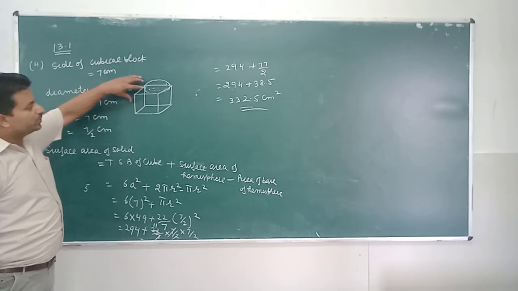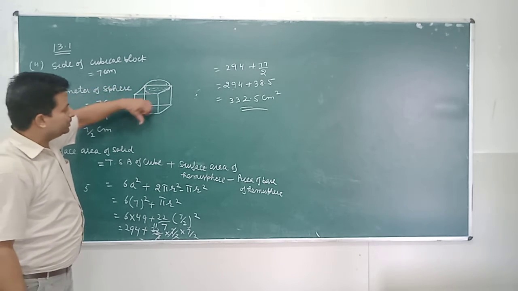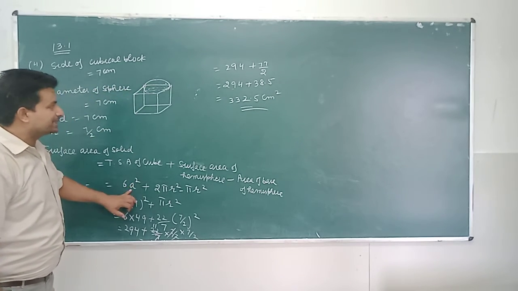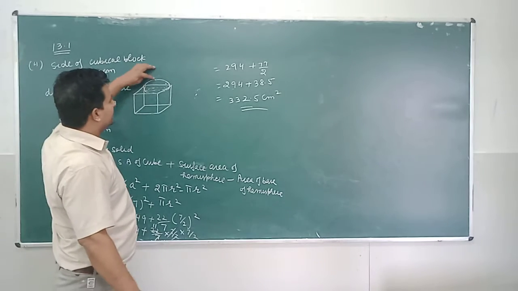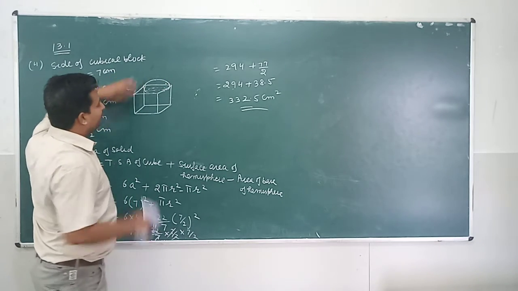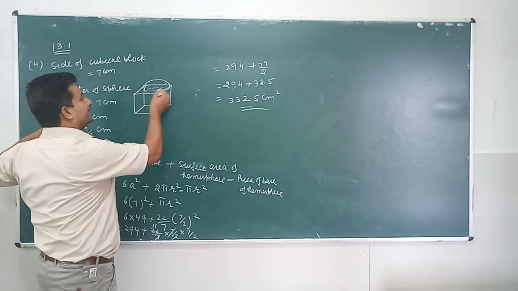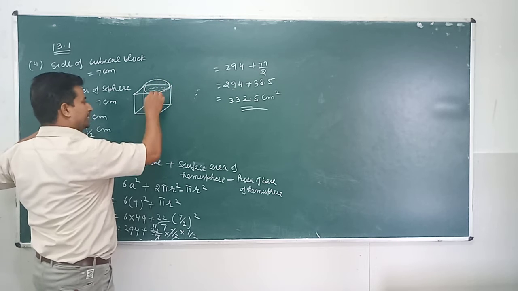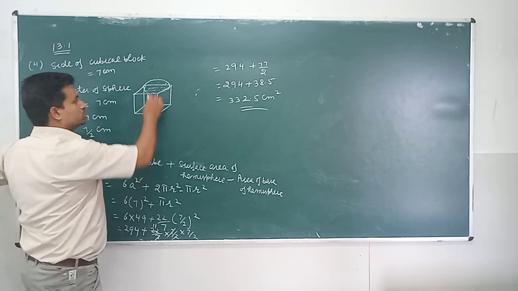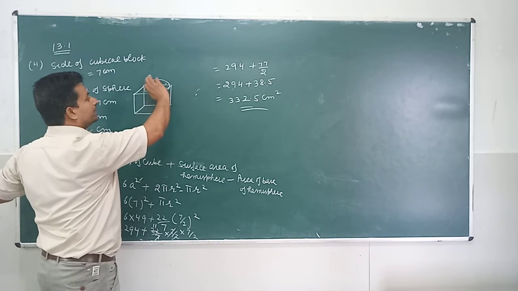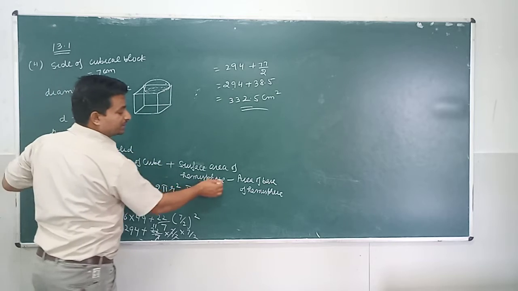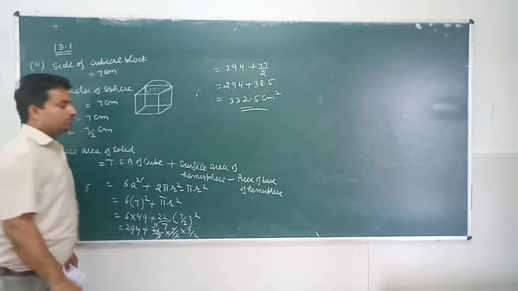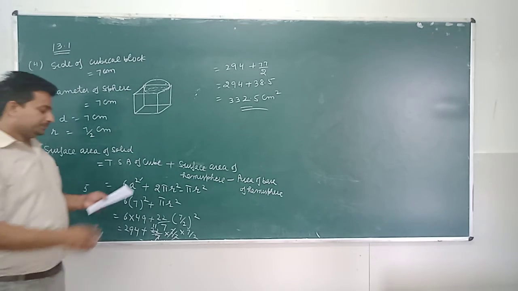In this question, first we take the total surface area of this cubical block, which is 6a square, and the surface area of this hemisphere. The dotted area is included in the cube, so it cannot be included in the hemisphere. So we subtract this area from the hemisphere.